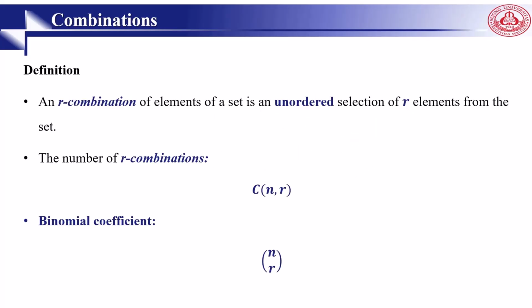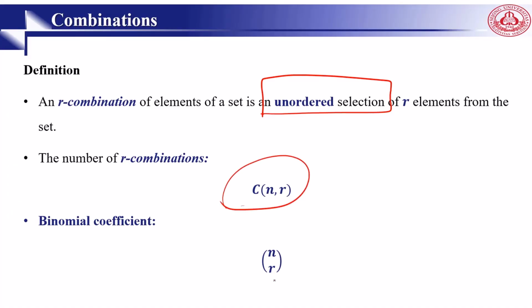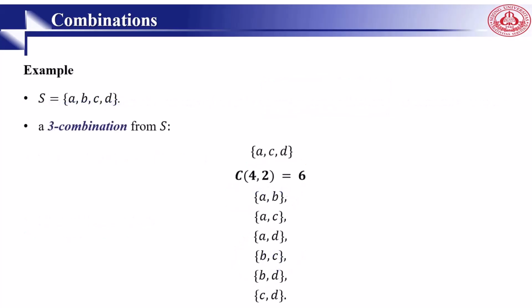The next topic here is combination. In permutation, we say that order is important, but in combination, order is not important. An r-combination of elements of a set is an unordered selection. So an r-combination is simply a subset of the set with r elements. The number of r-combinations of a set with n distinct elements is denoted by C(n, r). We also write this as n choose r, which we call binomial coefficients.